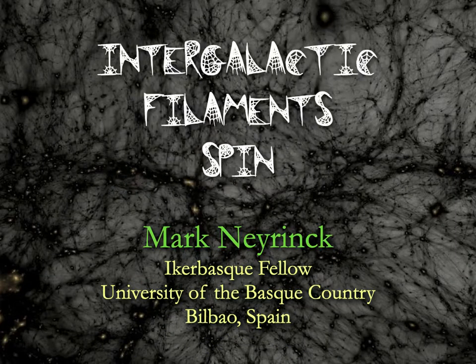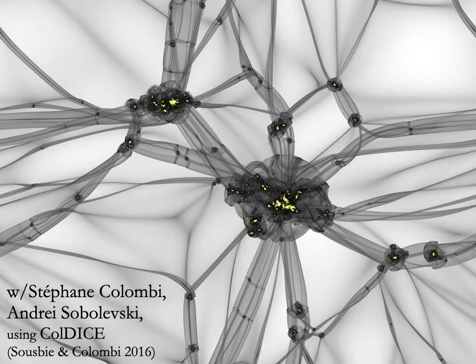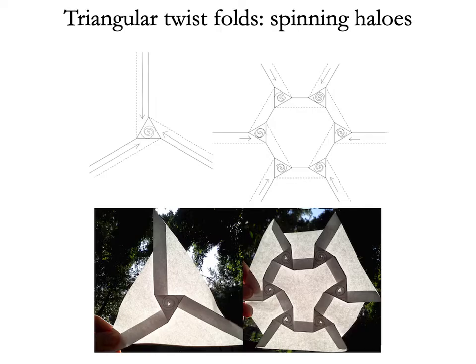So I'm going to describe to you how intergalactic filaments spin. First, I'll say something about origami, which oddly enough was a motivation for this study. Here we see a dark matter sheet that is folded up in phase space into a cosmic web.